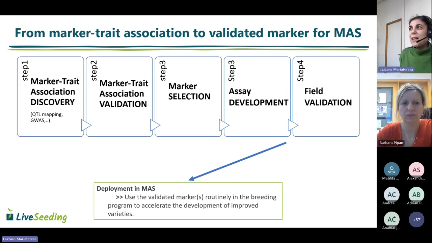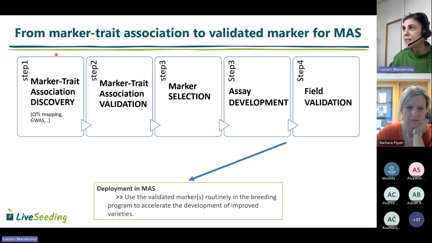In the morning as well, you have seen from the presentation of Neus about GWAS, the first step of marker-trait association discovery. Yet, I hope you will be able to follow the cursor on the screen, this is only the first step from the marker-trait association to the actual use in a practical breeding program.